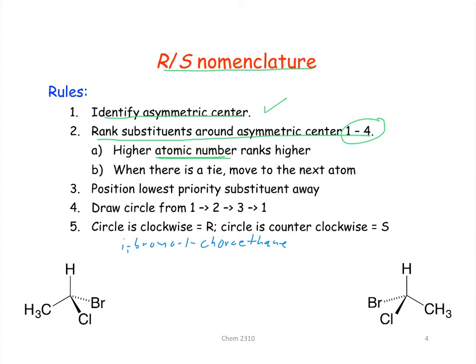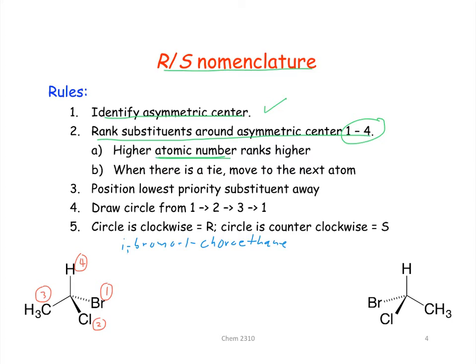Okay, so let's look at this molecule and see if we can rank the 4 groups attached. All right, so which of those, H, bromine, chlorine, or carbon, has the highest atomic number? Okay, well that would be bromine, right? Because bromine is below all of the other atoms. So then would come chlorine. Next would be carbon. And number 4, lowest priority, would be hydrogen. Okay? So we've ranked them all.